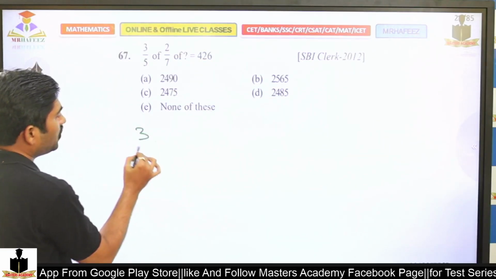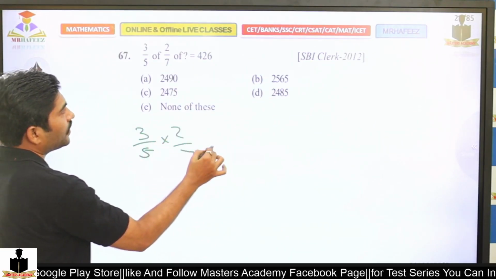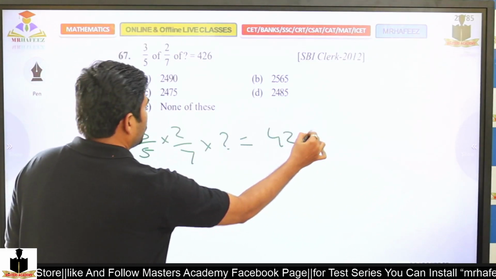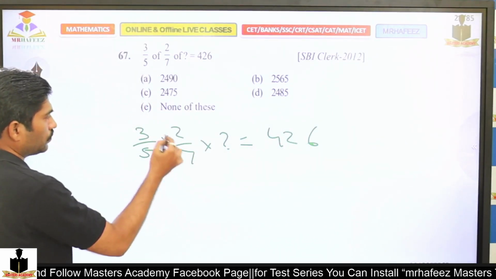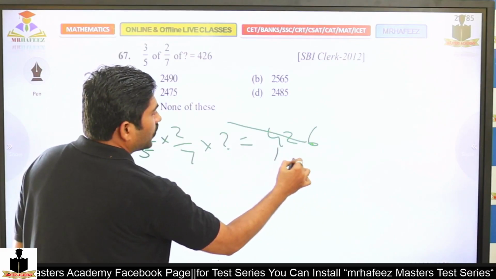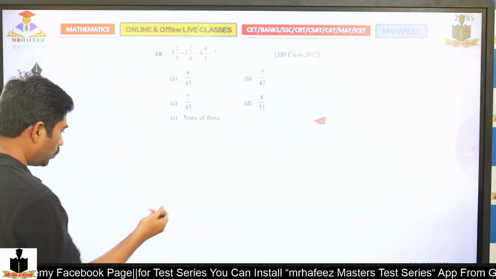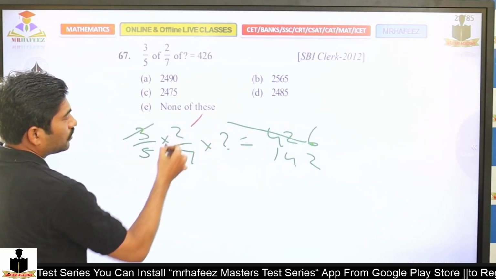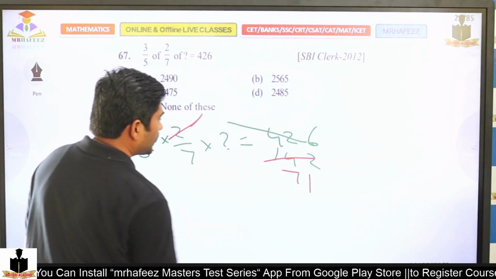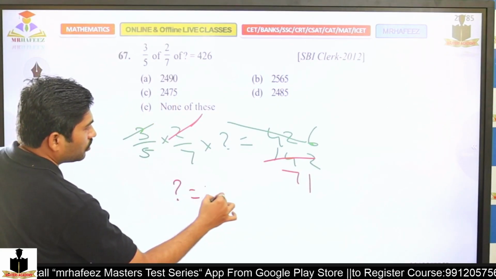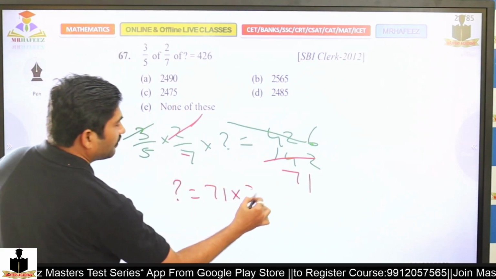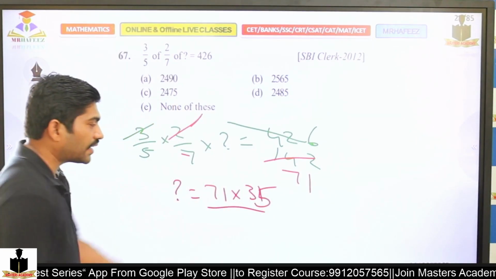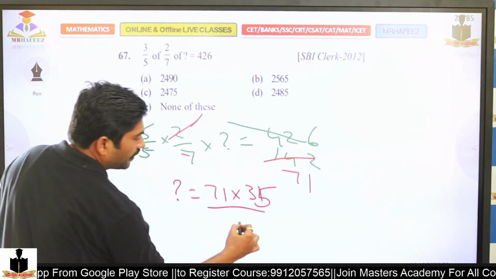Next. 3 by 5 into 2 by 7 into question mark equals to 4 to 6. So 3 how many times? 3 14 times, 3 2 times. And 2 how many times? 2 71 times. So question mark equal to 71 into 5 7s 31, 35. So 35 one time is 35.